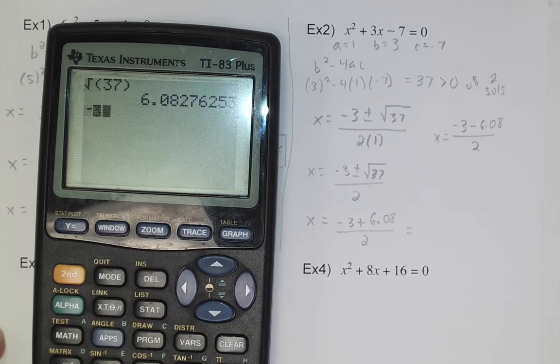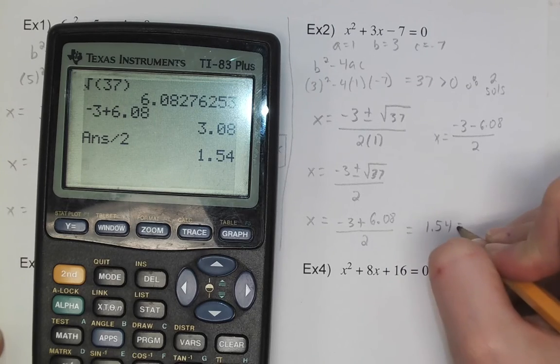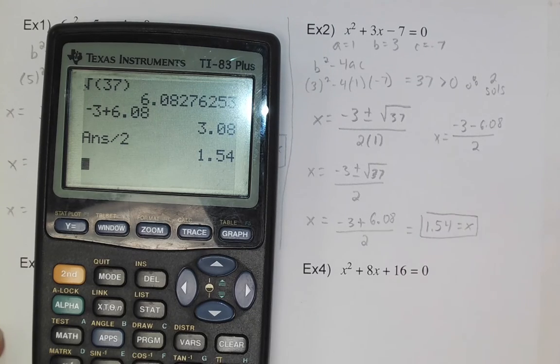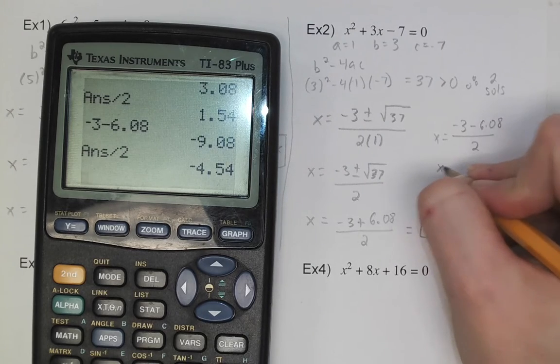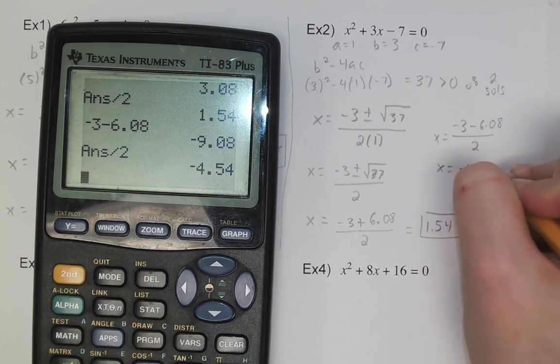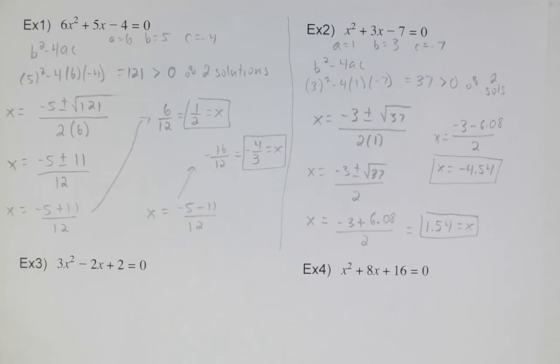So let's simplify that now. -3 plus 6.08 is 3.08, and then I am going to divide by 2. So this one gives me 1.54. And here, -3 minus 6.08. And then if I divide that by 2, that one takes me to -4.54. Those would be my 2 spots that that graph would cross the x-axis.